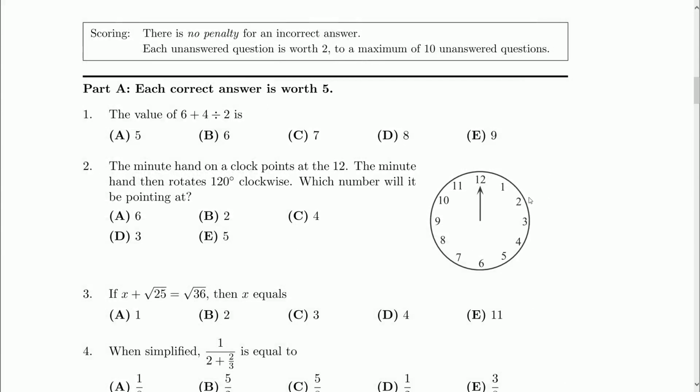Question number 2 here. The minute hand on a clock points at the 12. The minute hand then rotates 120 degrees clockwise. And the very definition of clockwise is that you move in the same direction as the numbers on a clock face. Counterclockwise or anti-clockwise is moving in reverse. So we rotate 120 degrees clockwise. I'm going to guess about the center here. Which number will it be pointing at?